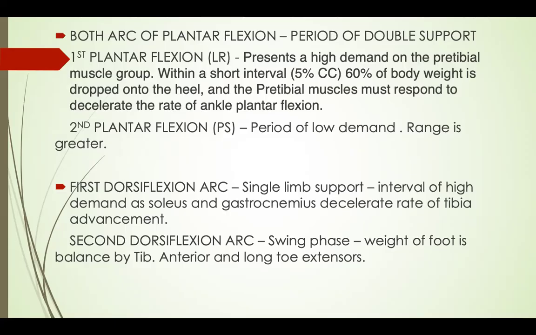The second plantar flexion occurs at pre-swing, which is a period of low demand, but the range of motion is greater. The first dorsiflexion occurs at the single limb support interval of high demand, as soleus and gastrocnemius decelerate the rate of tibia advancement. The second dorsiflexion arc is in the swing phase. So both of the plantar flexion arcs are during the double support period, and the dorsiflexion arcs are in the swing phase or single limb support period.